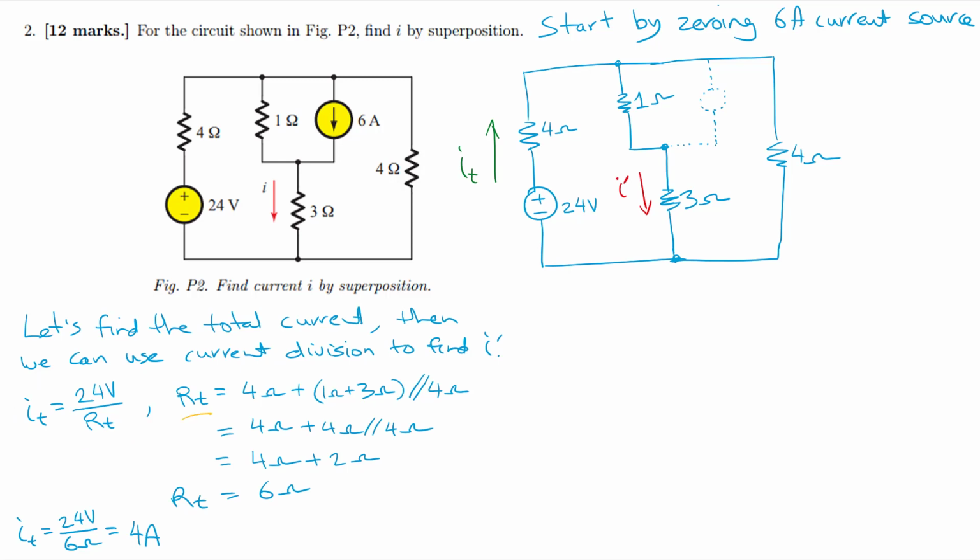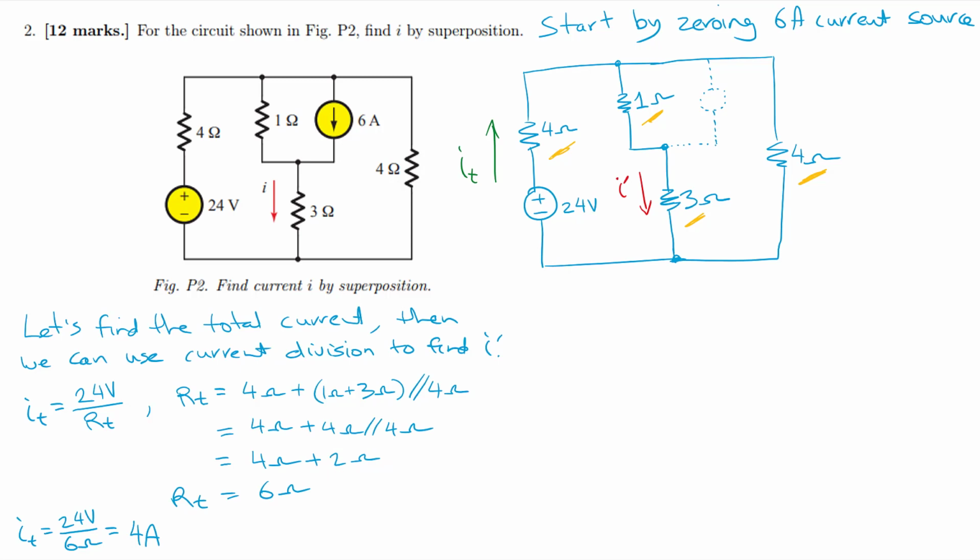To find the total resistance, we can see that we have a 4 ohm resistor here that's in series with the parallel combination of this 1 ohm and 3 ohms in series, all in parallel with this 4 ohms. That's what we've designated here. And then we can simplify the circuit. 1 plus 3 is 4 ohms, and then 4 ohms in parallel with 4 ohms gives you 2 ohms.